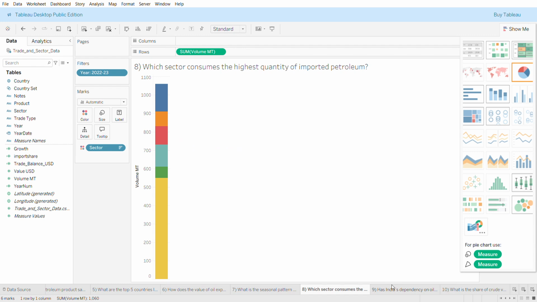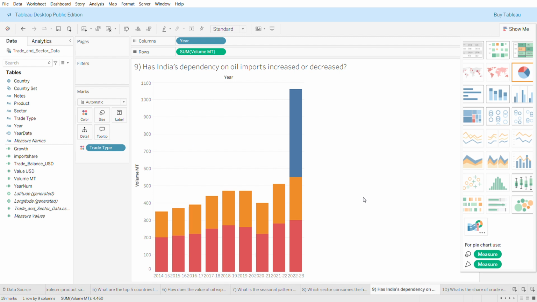And the next question is the ninth one. Has India's dependency on oil imports increased or decreased? Here I calculated the import volume share as a percentage of total petroleum trade volume, year by year from 2014 to 2023. A bar chart helped to see if the share is increasing or decreasing over time, from the starting year to the ending year. The import share increased over the years, indicating India's growing dependency on imported crude oil. And this is the bar chart which I get from 2014 to 2023.